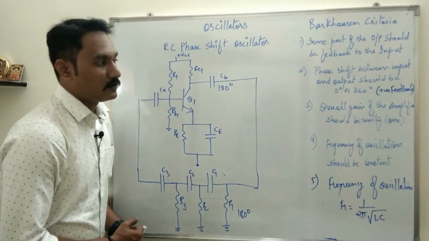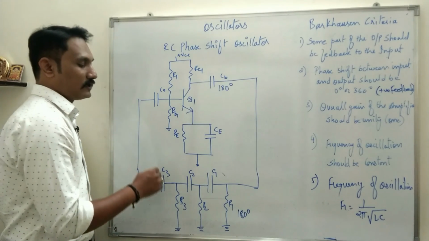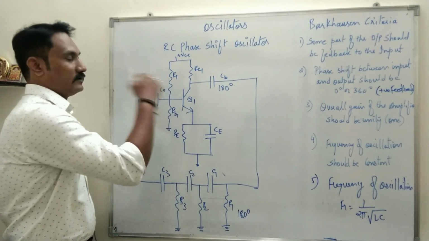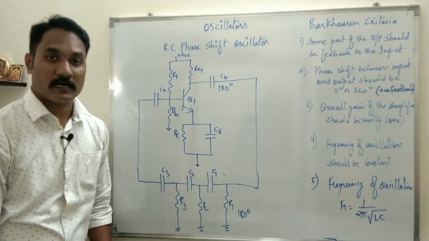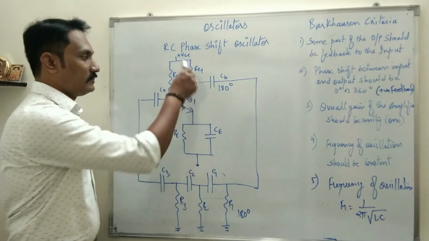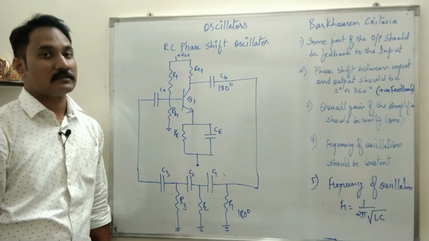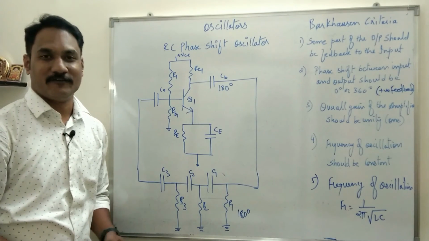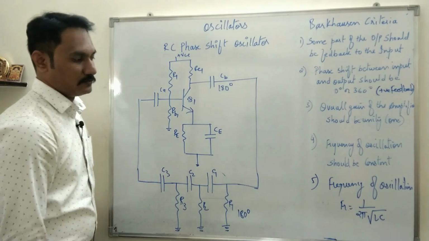And the third condition, the overall gain of the amplifier should be unity. Of course, the gain of the amplifier will be decided by the values of R1, RB1 and RC1. By selecting proper values of R1, RB1, RC1, we can make sure that the gain will be unity, that is 1. And the frequency of oscillation should be constant.